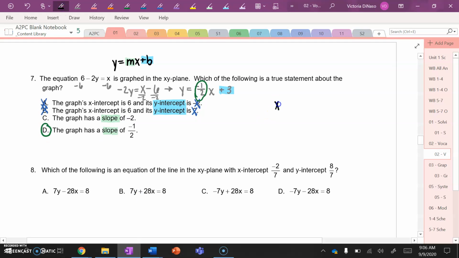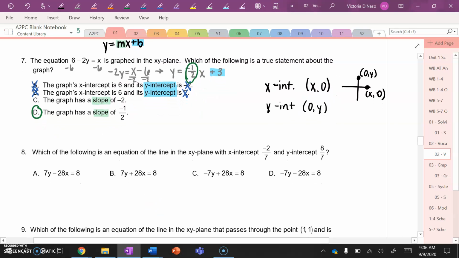Something that's really important, as we wrote above, the x-intercept is written as x comma 0, because the x-intercept falls along the x-axis. We have x comma 0. And then my y-intercept is at 0 comma y, because my point is somewhere along the y-axis. So just something to keep in mind if you were to actually plot the point of the x-intercept and the y-intercept. And knowing this actually helps us with number 8.